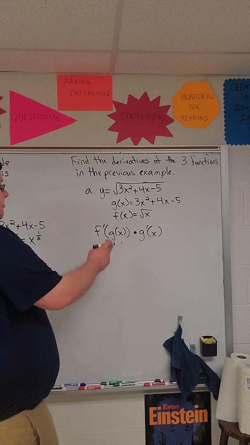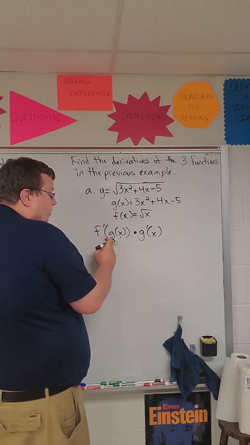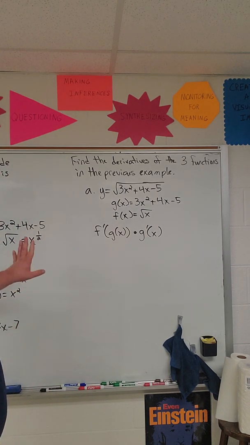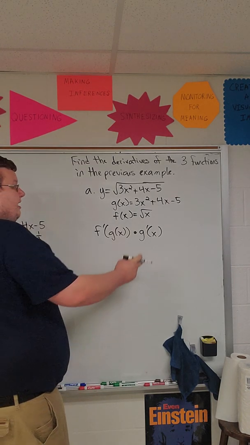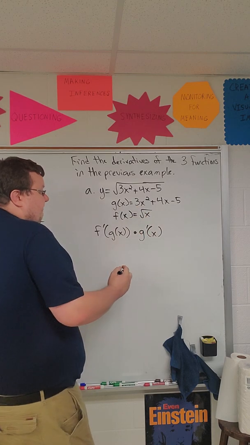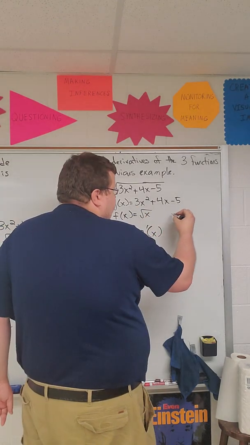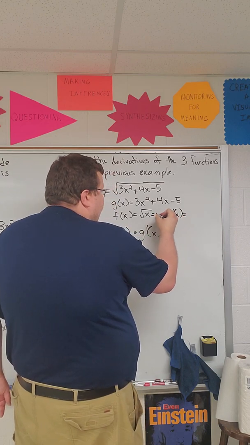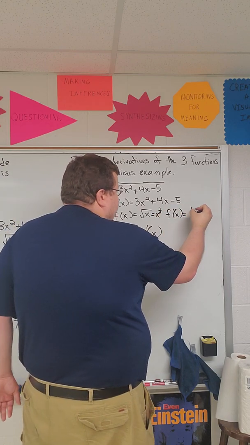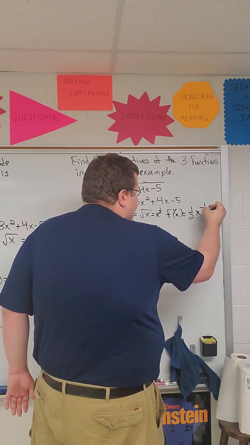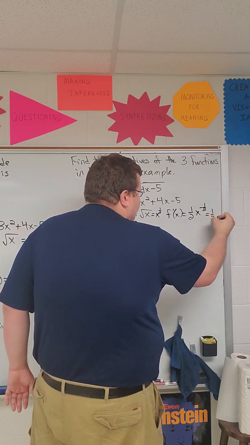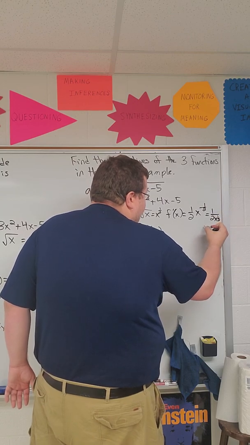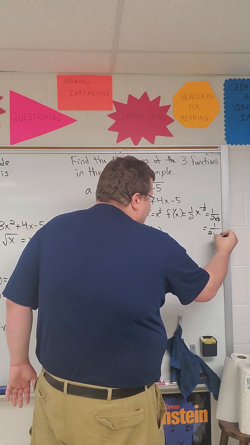So I'm going to find the derivative of f with g still plugged in. I'm going to plug g into the derivative of f. So let's just go ahead and find the derivative of f. f prime of x, we think of that as x to the 1/2. That's going to be 1/2 x to the negative 1/2, which is 1 over 2 x to the positive 1/2, which is 1 over 2 square root of x.